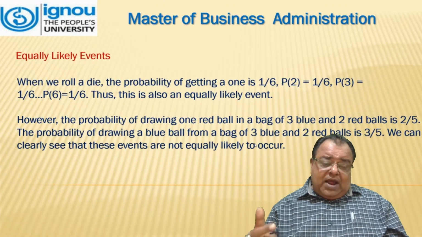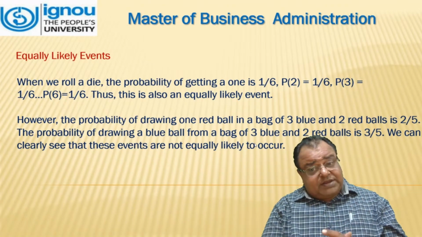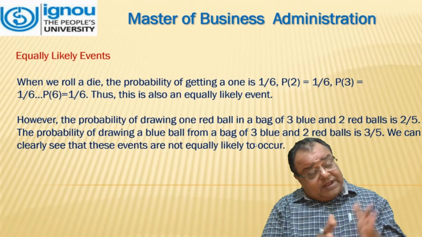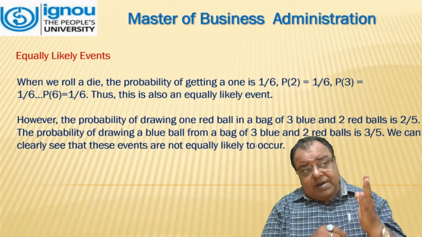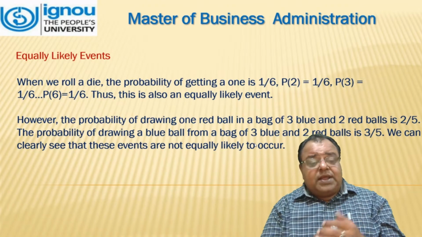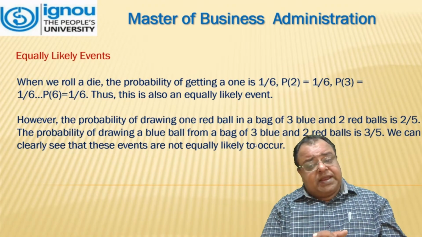When we roll a die, the probability of getting 1 is 1 by 6. The probability of getting 2 is again 1 by 6. The probability of 3 is 1 by 6, and the probability of getting 6 is 1 by 6. Here this is another example of an equally likely event.